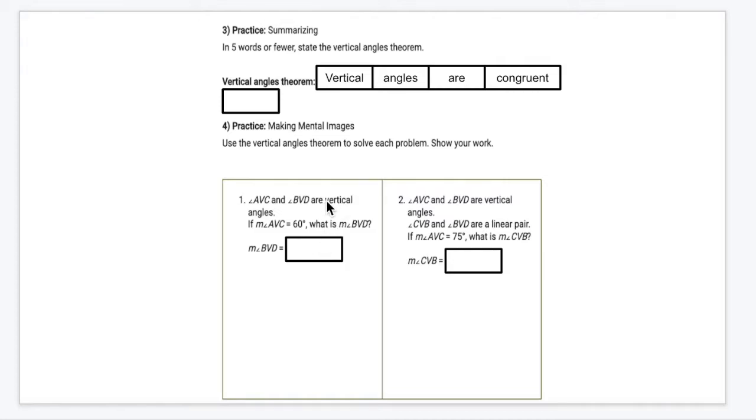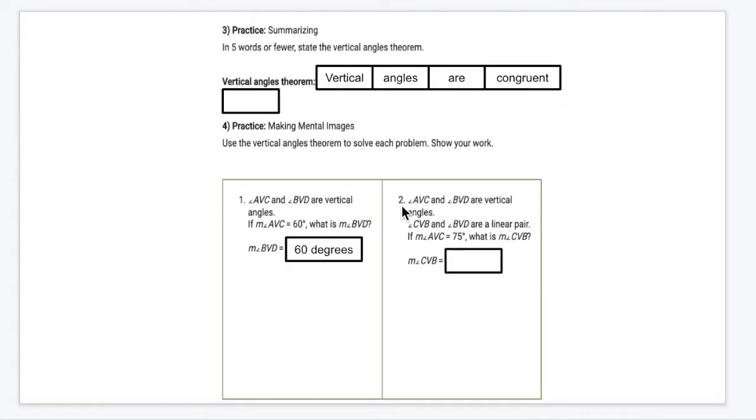Because I already am given some critical information. I'm given that these two angles are vertical angles, and using my vertical angles theorem, I know that they're going to be congruent. So whatever angle AVC is going to be, angle BVD is going to be the same measure. So if angle AVC is 60 degrees, then angle BVD will also be 60 degrees. Let me just make it a little bit wider.